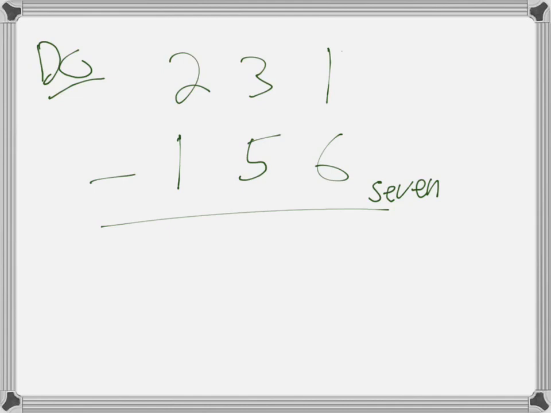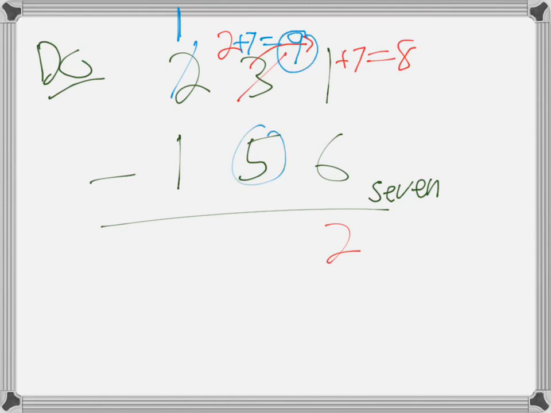All right, so here we go. We can't take 6 from 1, so we borrow. So make that 2, bring over 7. That makes that 8. 8 minus 6 is 2. And now, go to the middle column. Can't take 5 from 2, so we borrow. Make that 1, add 7. And that becomes 9. So 9 minus 5 is 4. And 1 minus 1 is nothing. So 42 base 7.